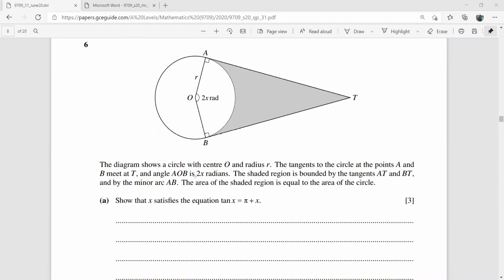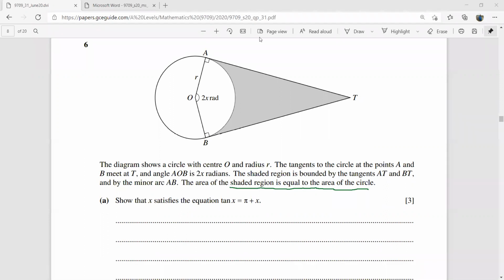Acha, it says the diagram shows a circle with center O and radius r. The tangents to the circle at A and B meet at A. Right angles have been marked. The angle AOB is 2x. The shaded region is bounded by the tangents. The area of the shaded region is equal to the area of the circle.